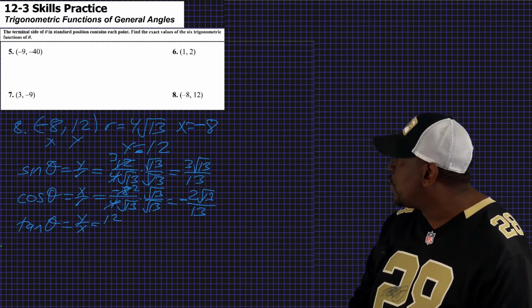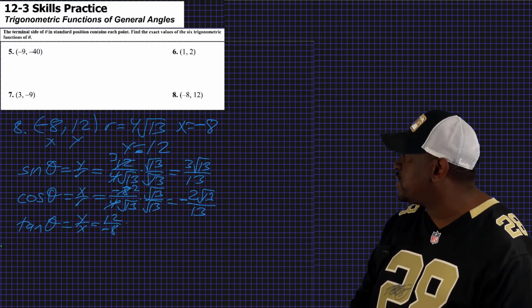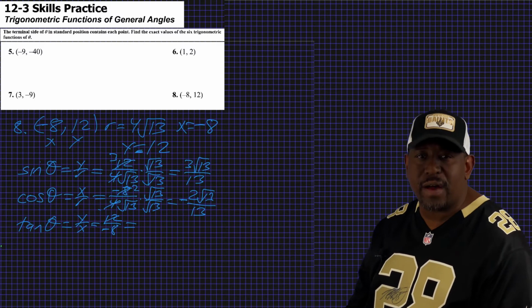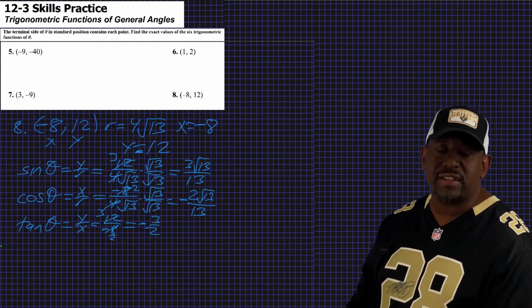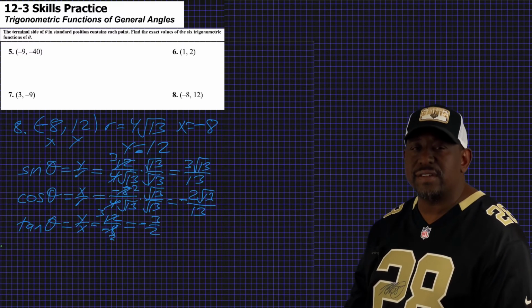So we get y over x, where y is 12 and x is negative 8. We divide both by 4. Our simplified value will be negative 3 over 2. And so tangent theta is negative 3 over 2.